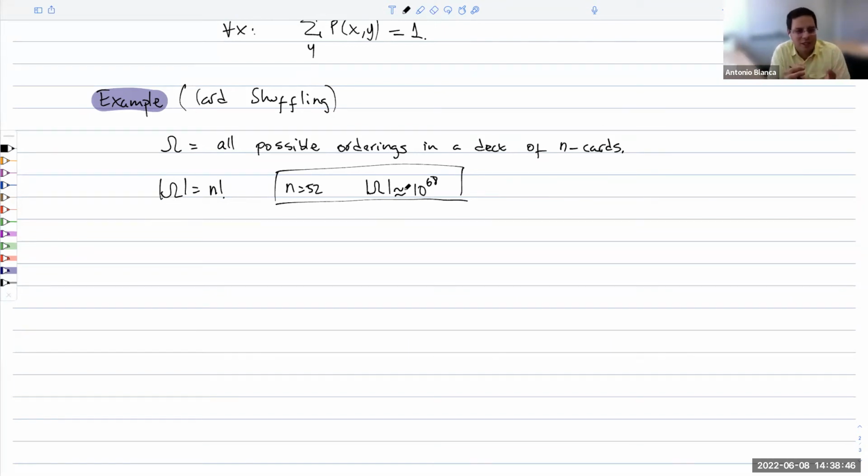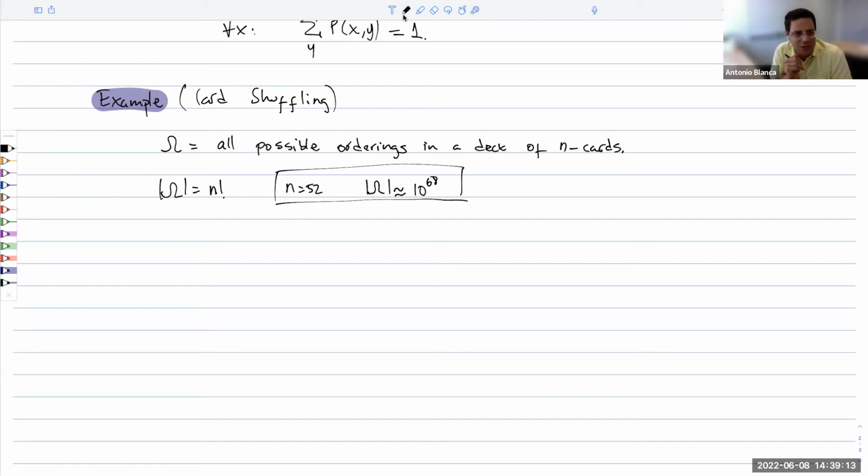And when you're shuffling, what is it that you want to do? You want to generate a random ordering. That's what shuffling should be. That's your goal when you're shuffling. You want to randomize the deck. So of all these roughly 10 to the 68 possible orderings, you want to pick one at random. So that's the goal when you're shuffling.